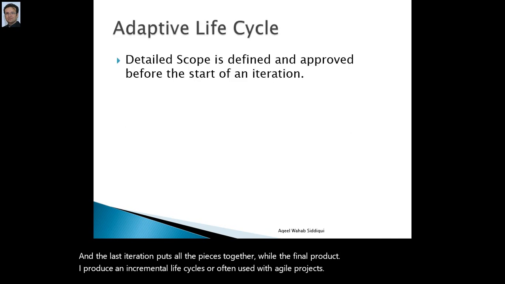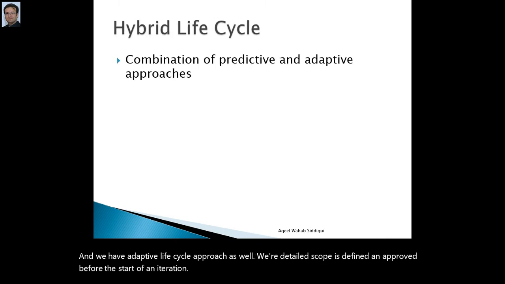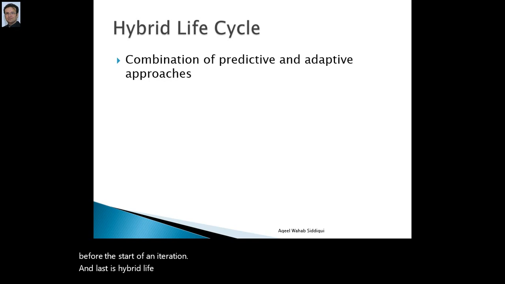And we have the adaptive life cycle approach as well, where detailed scope is defined and approved before the start of an iteration. And last is the hybrid life cycle, a combination of predictive and adaptive approaches.